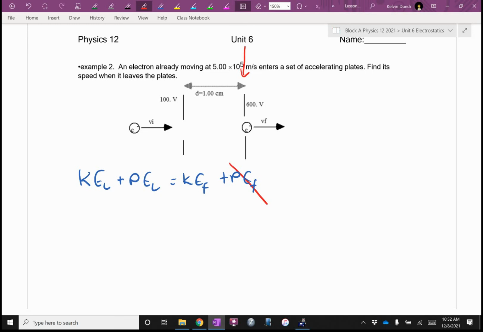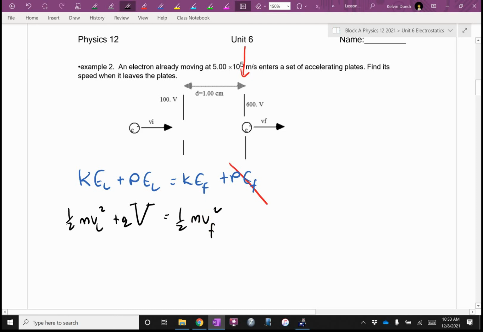Mr. Dewick, will the electron slow down or speed up? Because this is more positive. In fact, it's traveling through positive 500 volts. It's going to be a half mv initial squared plus qV equals a half mv final squared.